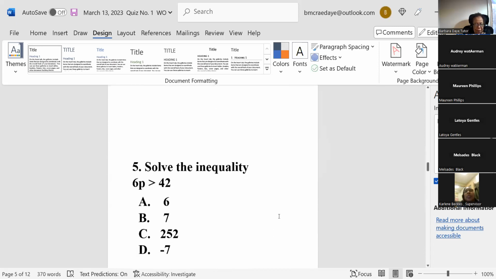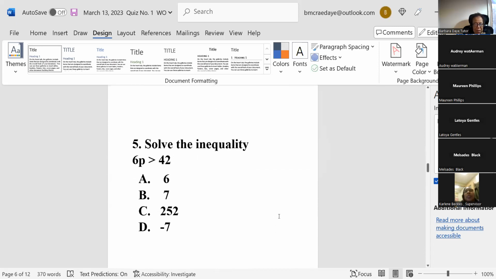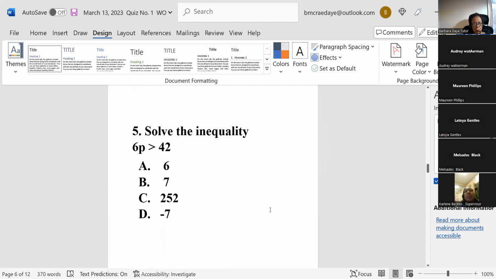Okay, number 5. Solve the inequality. Mercedes, what did you get? What's the value, Mercedes? Number 5. You're on mute. What's number 5 answer? I don't know. Is it C? I don't know what I put.